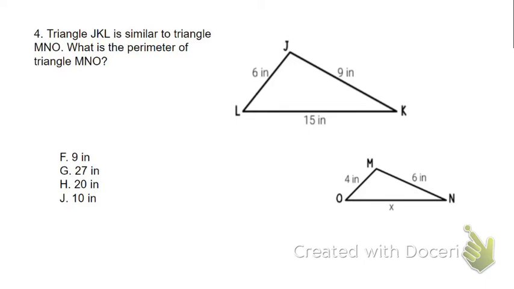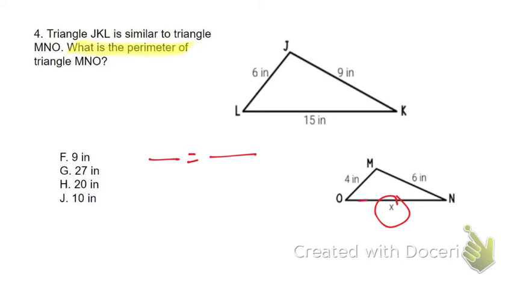Number 4, triangle JKL is similar to triangle MNO. What is the perimeter of triangle MNO? It's really easy to look at a problem like this and just assume that we are solving for X. But we're not. We have to find X, but then we have to take it one step farther to find that perimeter.